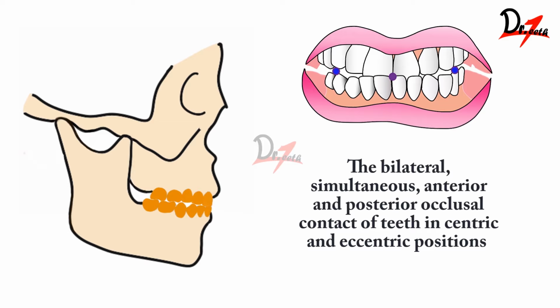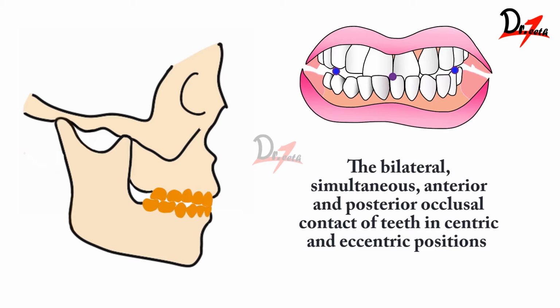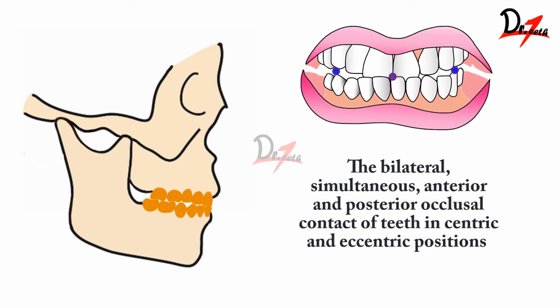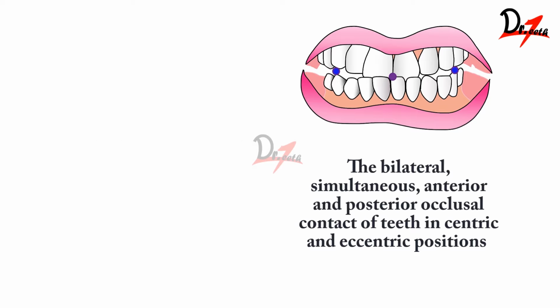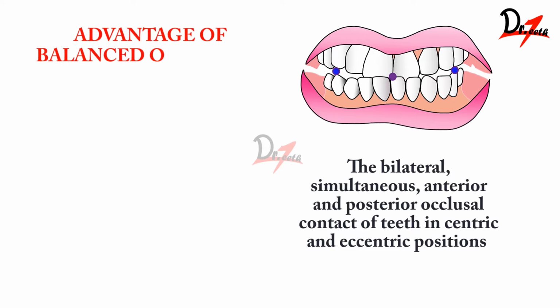So such patients who have balanced occlusion, in centric occlusion also, they will show posterior contact of the teeth. During lateral movement also, we will have posterior tooth contact, and even on protrusion, there will be posterior tooth contact. So in all kinds of movement, we have 3-point contact on the tooth, and that balances the denture.